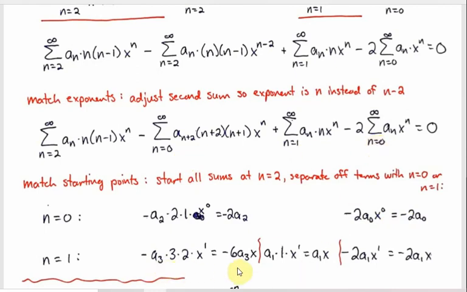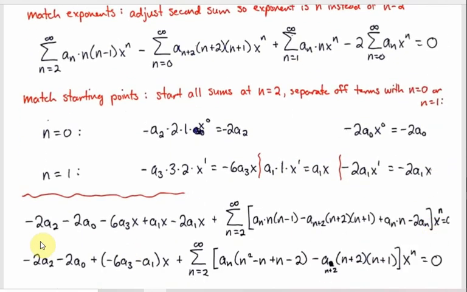So first one, I guess from the second sum, if you sub in 1 for n, you're going to end up with this, right? The negation of a sub 3 times 2 times x to the first power. That's negative 6 a sub 3 times x. Here, you could pull off that first term when n equals 1. That's going to be a sub 1 times x to the first. That's a sub 1 times x. And then here, pulling off the term where n equals 1, minus 2 times a sub 1 times x to the first, so minus 2 a sub 1 x. Okay.